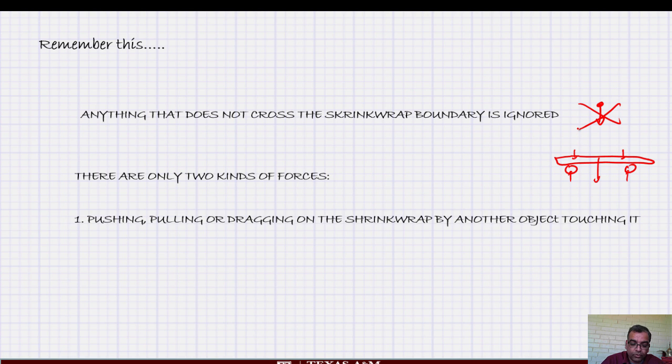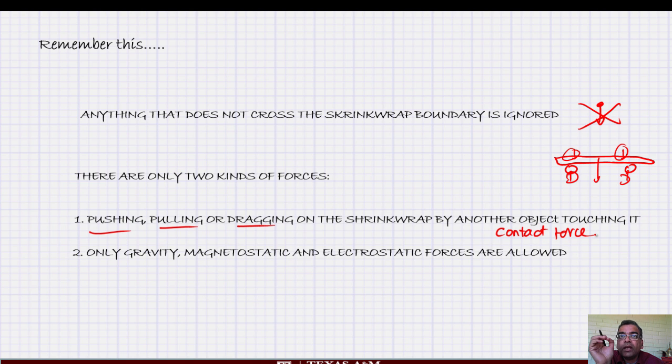And there are only two kinds of forces. What do I mean by two kinds of forces? First, push, pull, drag. Right? These things, which are called contact forces. The other one, if it is not contact force, the only other forces that are there are gravity, magnetism, and electrostatics. And in our case, we don't even care about magnetism and electrostatics. We are only worried about gravity. So other than gravity, everything else has to be contact force.